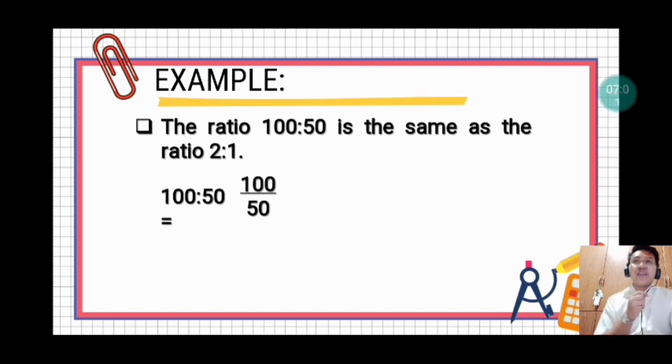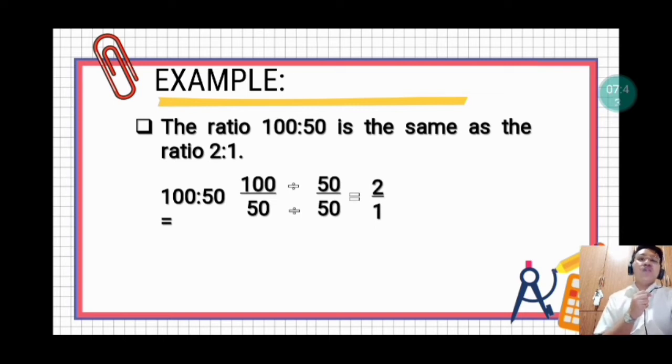So think of a number that is GCF for both numerator and then the denominator. So anyone? All right. So 50 is the GCF for both numerator and then the denominator. So we need to divide both by 50. 100 divided by 50, that would be 2, and 50 divided by 50, this would give an answer of 1. So that would be 2 over 1.